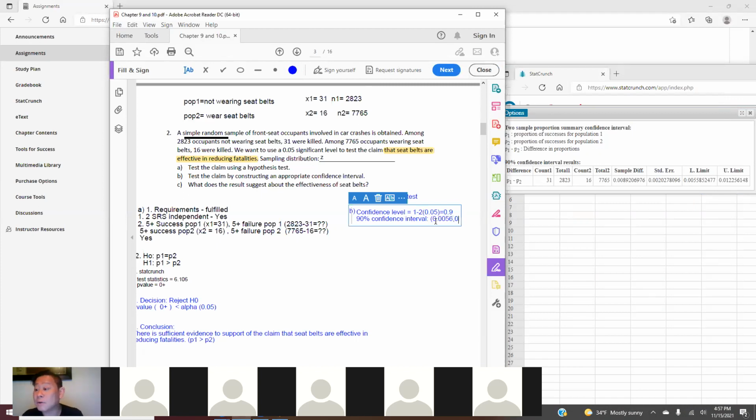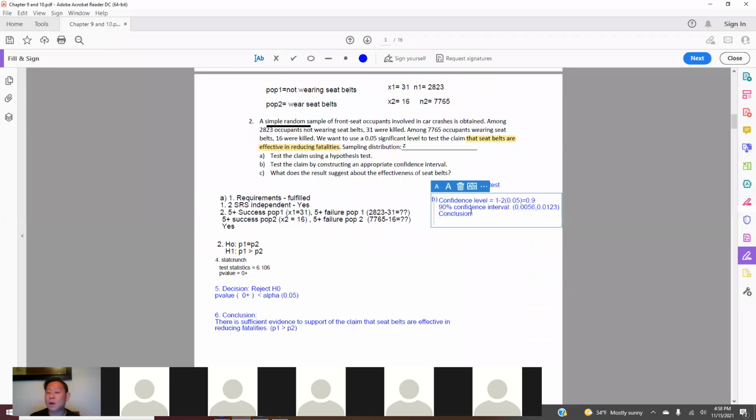So this confidence interval is 0.0056 and 0.0123, okay, something like that. Okay, so the main part of this is what is your conclusion here? As you know, every time you do a test of the claim, you have to give me your conclusion. So does anyone remember how you make a conclusion if I give you a confidence interval?